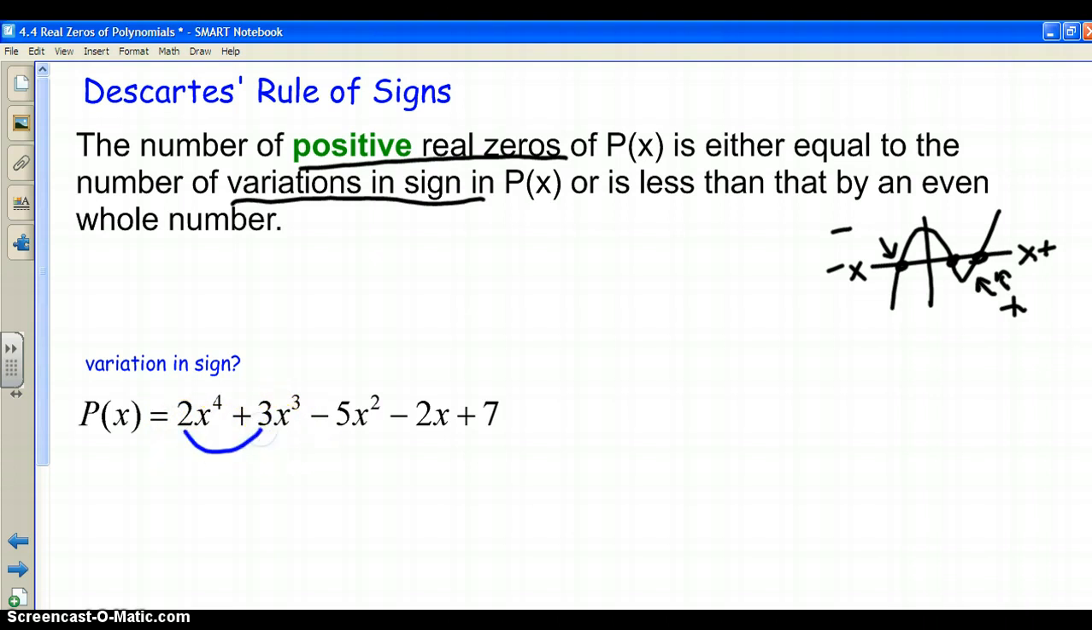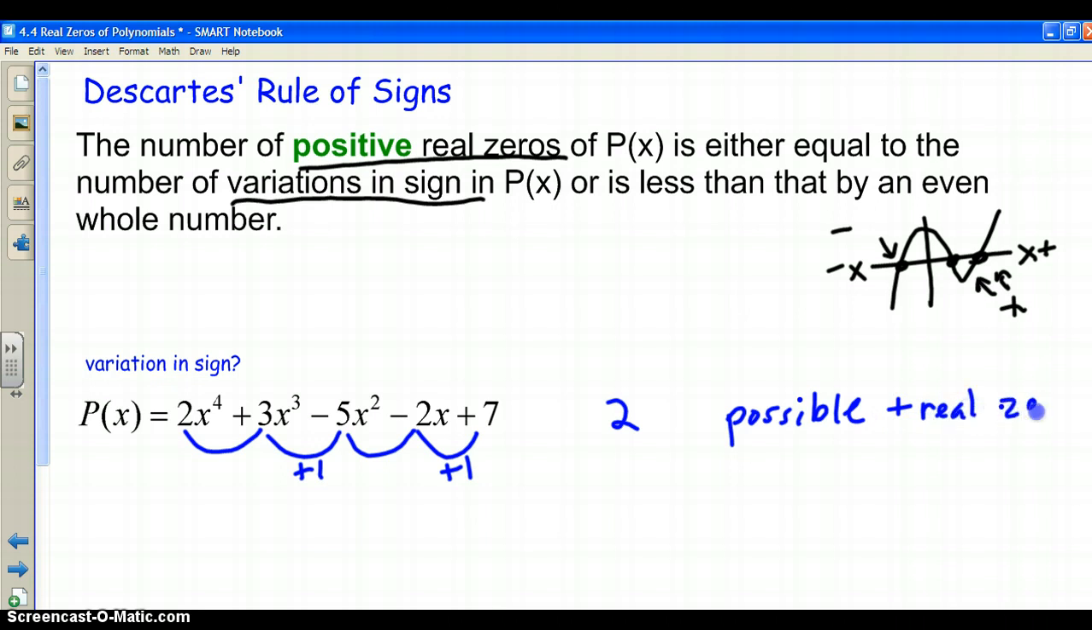Right? There's no sign change from here to there. Both terms are positive. Oh, positive to negative, I see a sign change right there. Negative to negative, no sign change. Negative to positive, I see a sign change. There were 2 sign changes in this polynomial. So what that tells us is there are 2 variations in sign. So there are 2 possible, it's an interesting thing, it doesn't tell us for sure there are 2, positive real zeros on this graph.